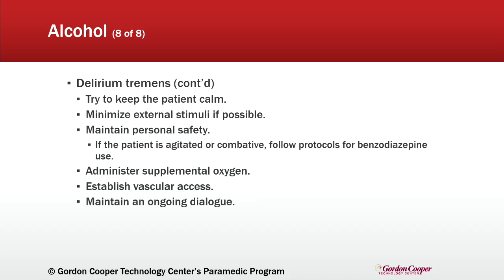Treatment priorities for DT should prioritize the safety of both the patient and the provider while still supporting care to the cardiovascular functions. It's helpful as much as possible to keep the patient calm and reduce external stimuli. And of course, avoid standing in dark shadowed areas in order to prevent the patient from misrepresenting you as a hallucination. If the patient is agitated or combative, of course, you're going to have to follow local protocols for law enforcement assistance in the use of benzodiazepines.